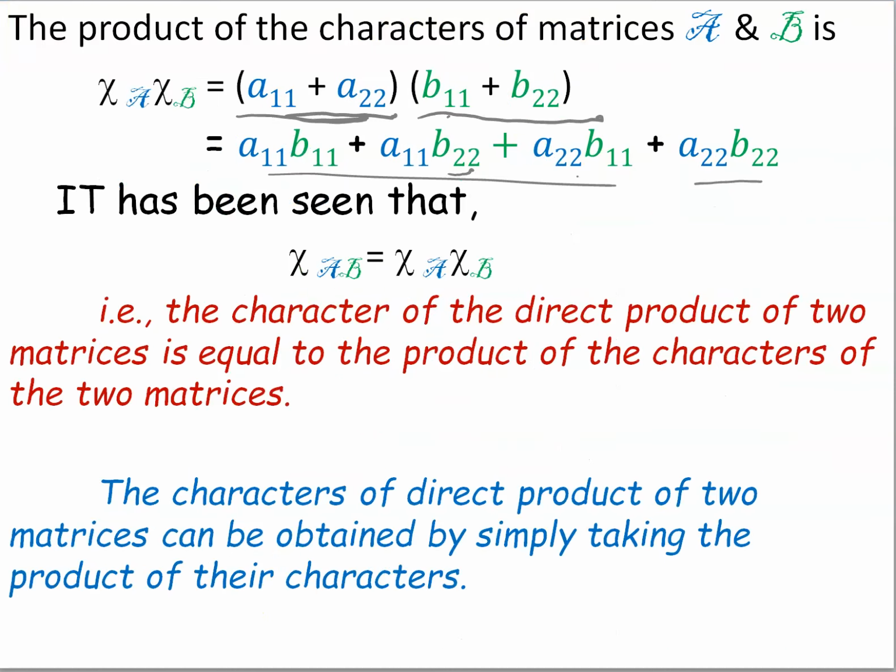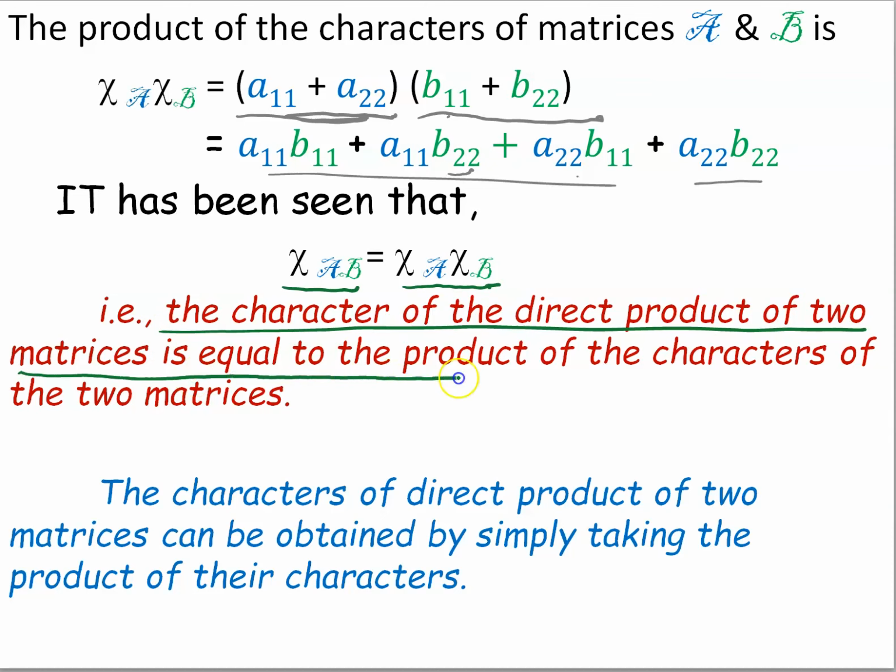That means from this discussion we can see that the character of the direct product matrix AB is equal to the product of the characters of the individual matrices. That is chi AB is equal to chi A into chi B. That is, the character of the direct product of two matrices is equal to the product of the characters of the two matrices separately.